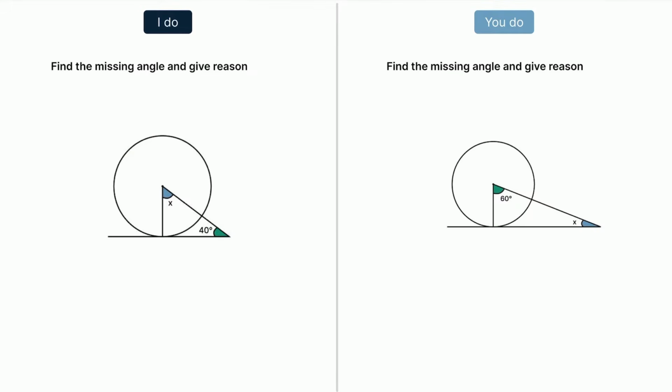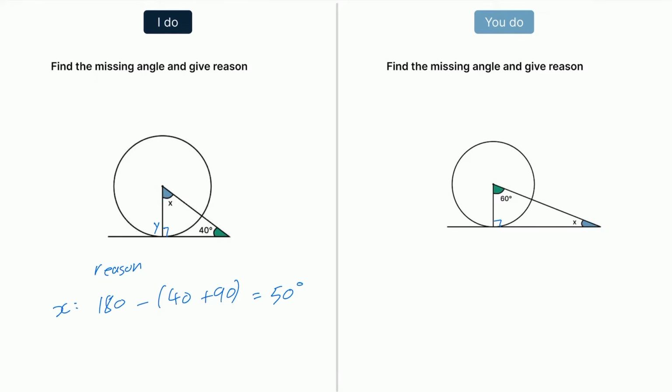So the first one, is there a radius that touches a tangent? Yes, there is, so that's 90 degrees. Again, you would write your reason here. You could even label this angle y. So you could say y is 90 because a radius meets a tangent at 90 degrees. So then for x, you would have 180, take away 40 plus 90, and your reason here is angles in a triangle add up to 180, so 90 plus 40 is 130. Take that away from 180, and that is your answer for x.